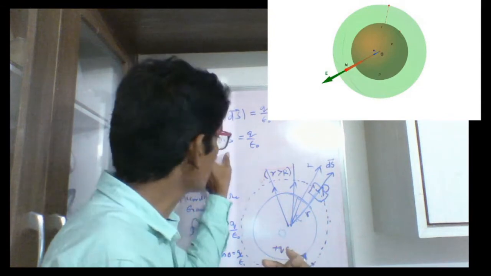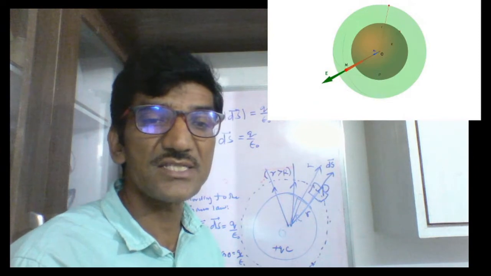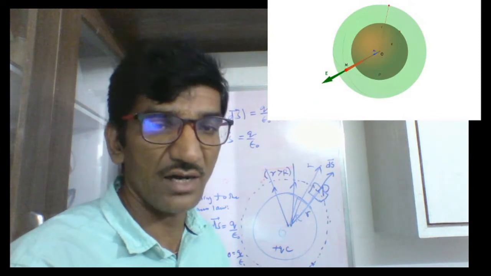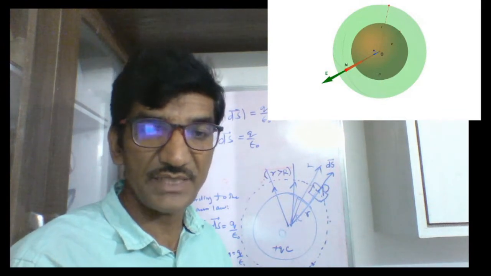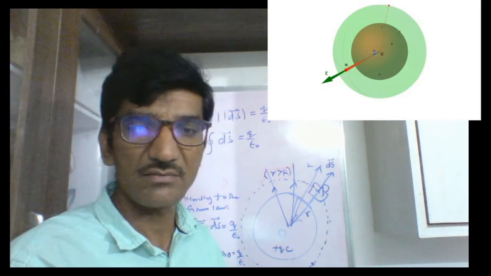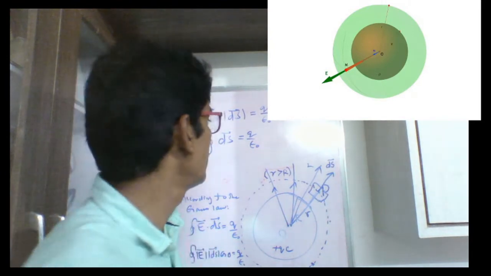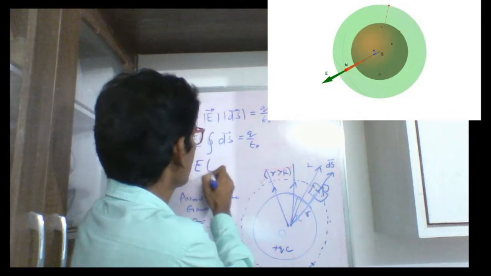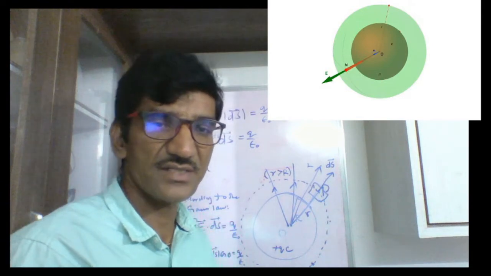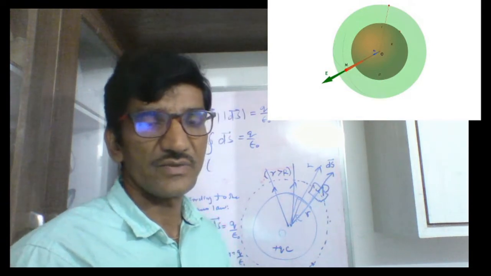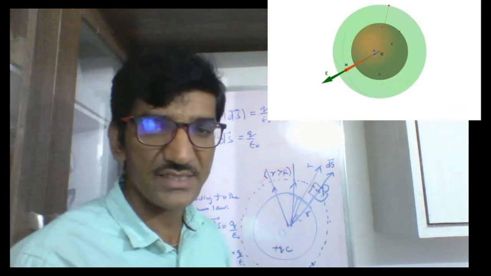Now what is this total area? This is the total area of the imaginary sphere of radius r. So what will be the surface area of the sphere of radius r? Yesterday in the previous class I already told you. This is the total area of the Gaussian surface. Your Gaussian surface is a spherical one with radius r. So what will be the formula for the surface area of the sphere with radius r?